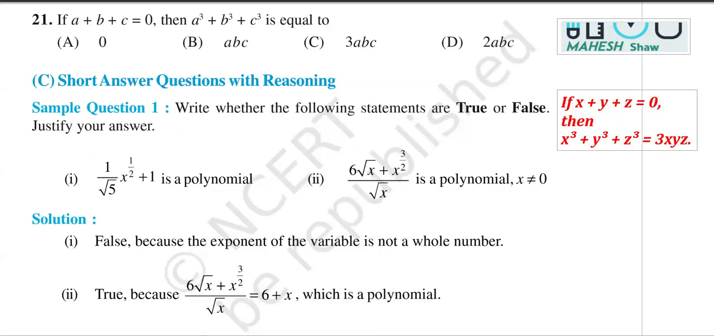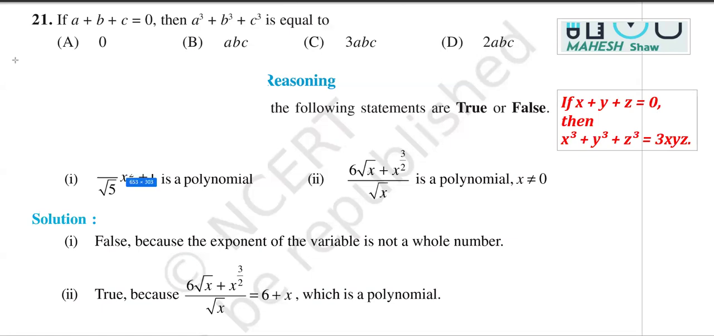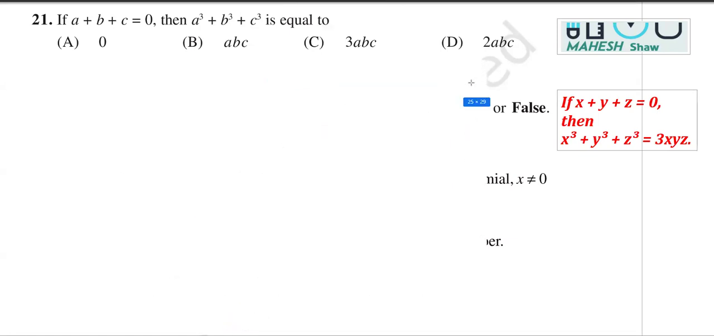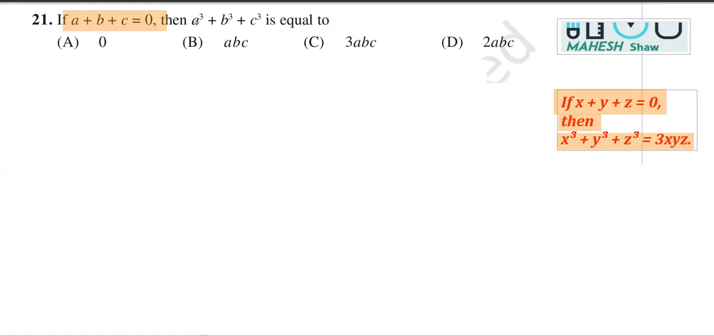Now we are on the last question from this section of this chapter, that is the first exercise, MCQ question. This last question is based on this identity, and it's a direct application of this identity. That is, if x plus y plus z is equal to 0, then x cube plus y cube plus z cube is 3xyz. So it's very simple to say that if x plus y plus z is 0, then x cube plus y cube plus z cube is equal to 3xyz.